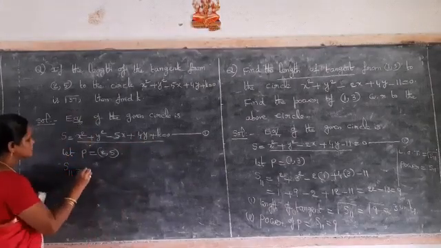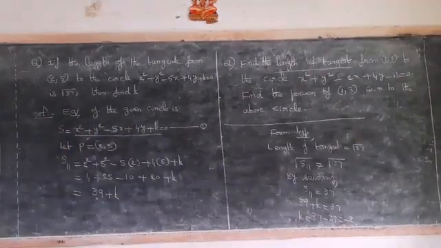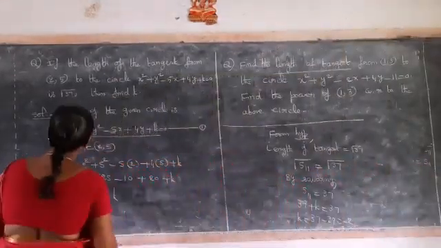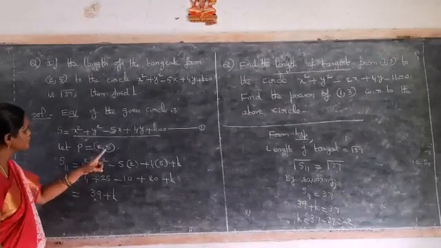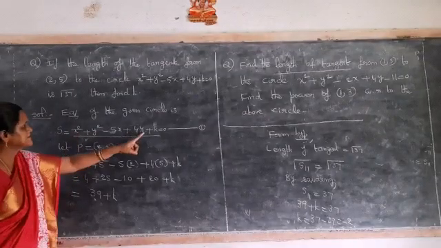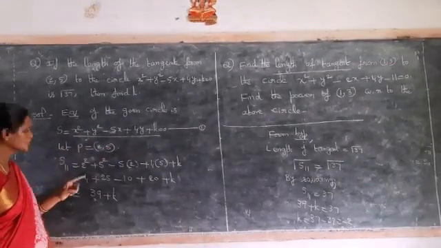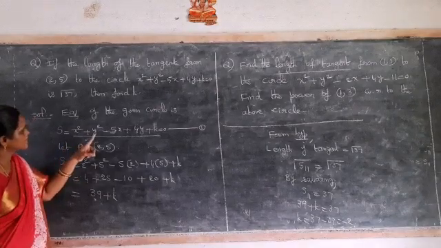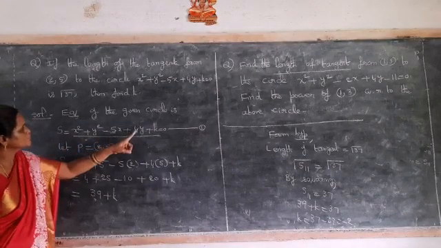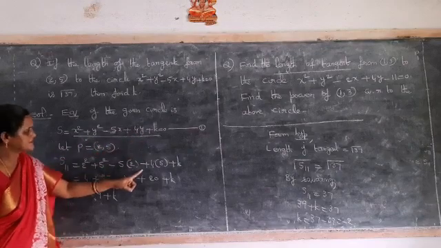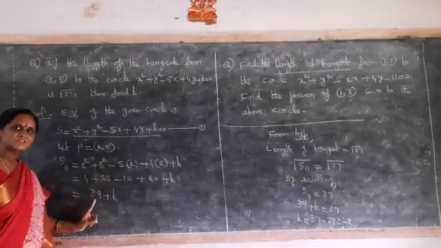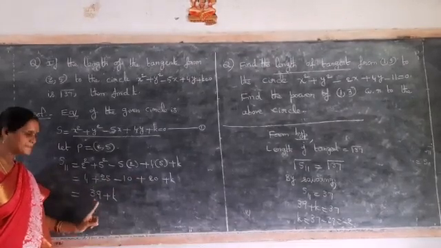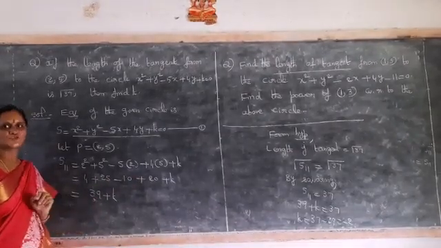You substitute the point 2, 5 in this underlined expression. So 2 square plus 5 square minus 5 into 2 plus 4 into 5 plus k. After simplification, finally we got 39 plus k. If you simplify completely, this number comes.